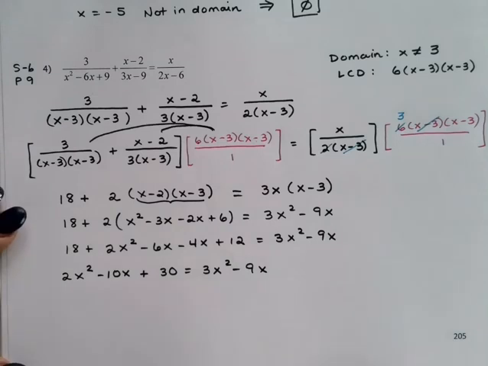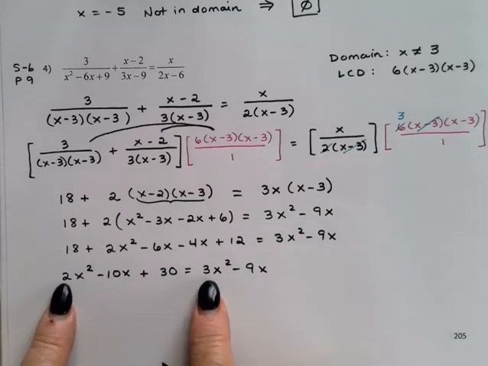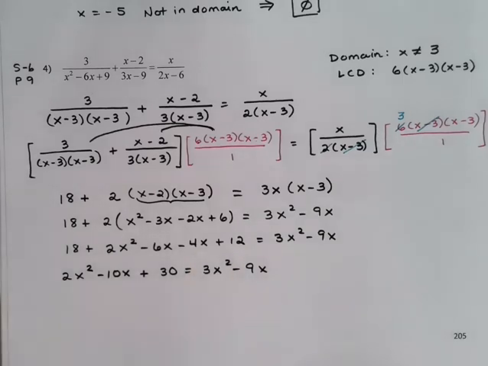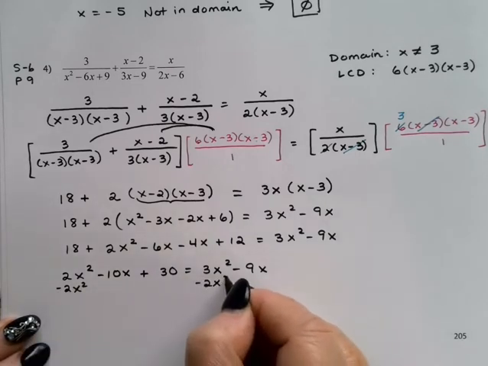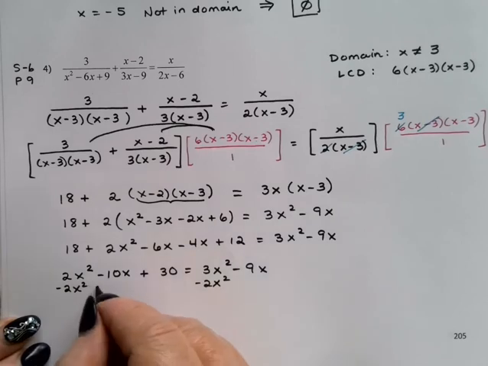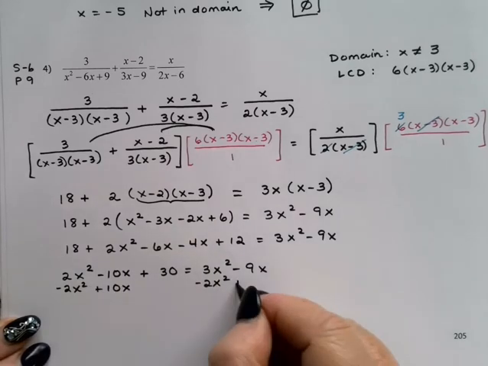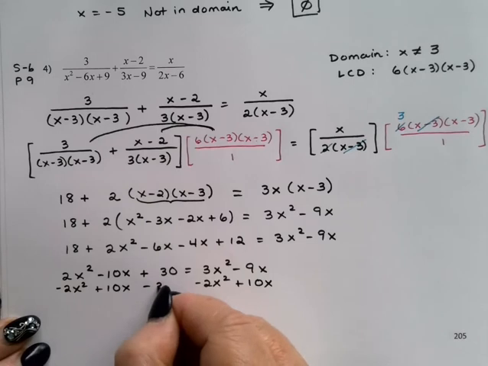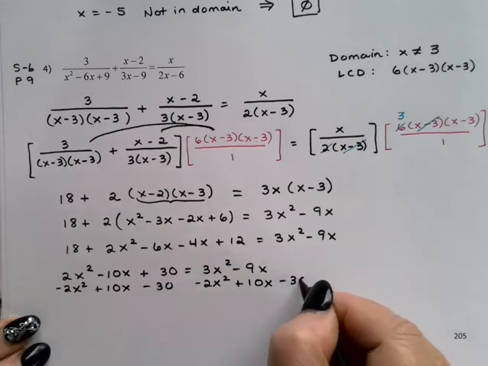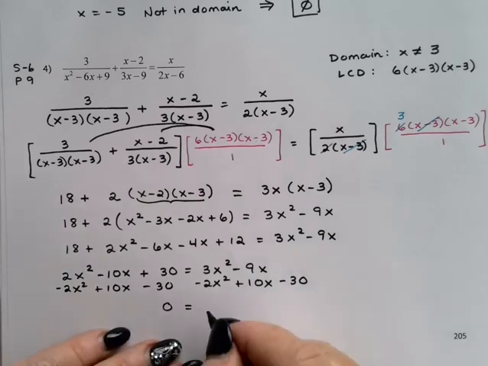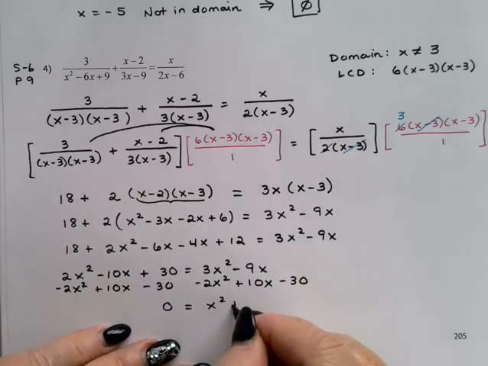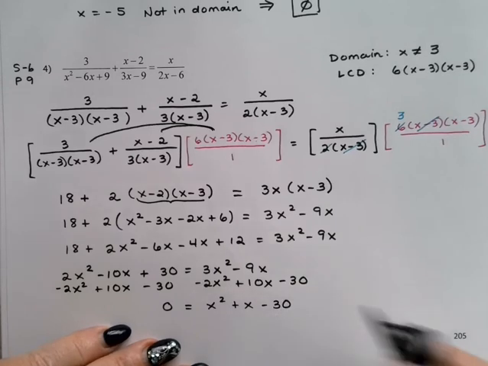All right, we're getting there. It is quadratic, so I know that I want it equal to 0. I like a positive x squared term, so I'm actually going to subtract and put everything to the right, because that way when I subtract the 2x squared, I'll have a positive 1x squared, which I prefer. That means I have to add the 10x and subtract the 30. Gets rid of everything on the left, and on the right I have x squared plus x minus 30.